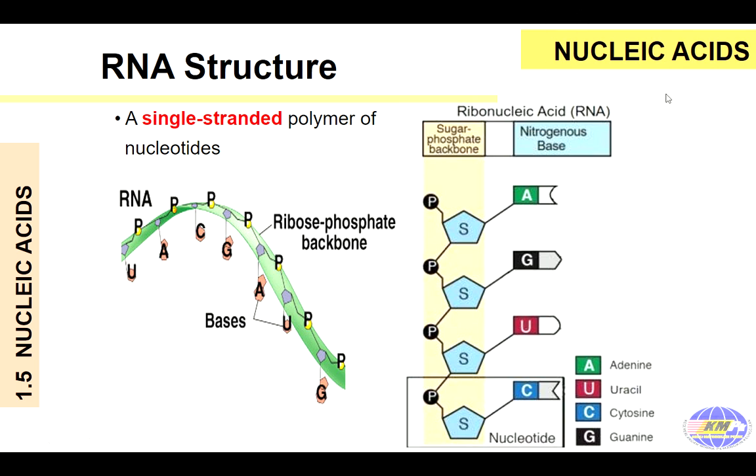Transfer RNA are the smallest RNA molecules containing 75 to 80 nucleotides. There are different tRNA to carry different amino acids to the ribosome in the cytoplasm.